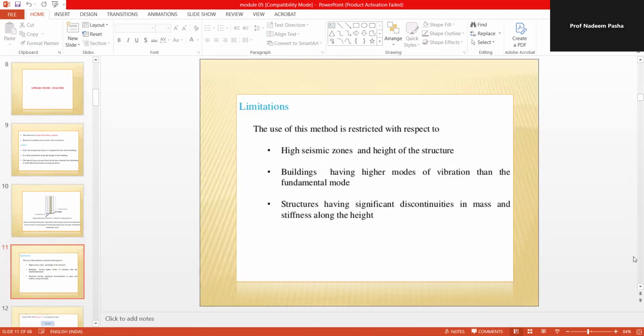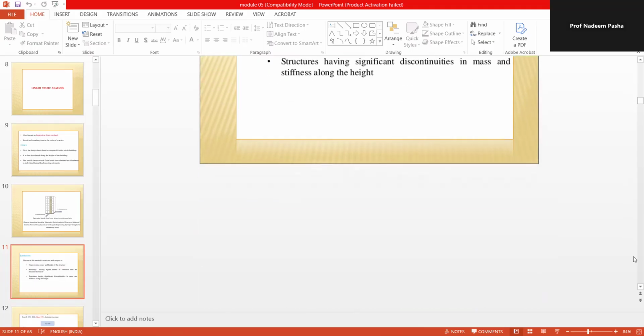Next, what are the limitations of this method? The use of this method is restricted with respect to high seismic zones and height of the structure. As a result of this, this can be considered as a limitation of it. Next, the buildings have higher modes of vibration than the fundamental mode. The structures also have significant discontinuities in mass and stiffness along the height.